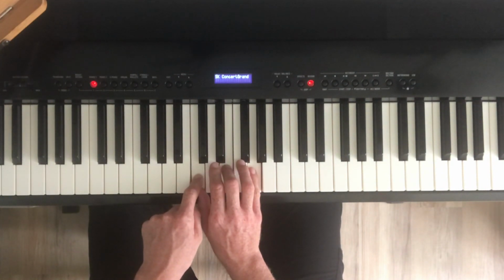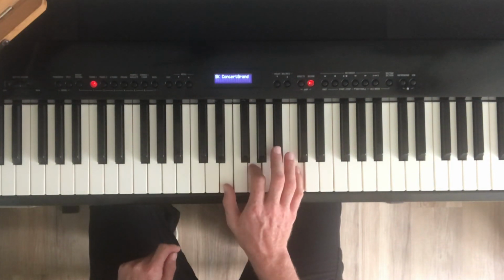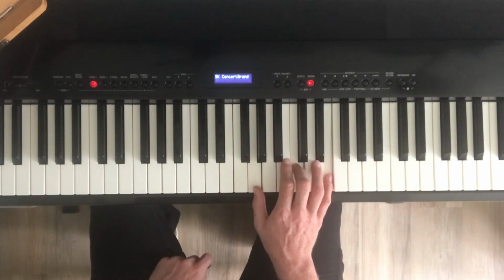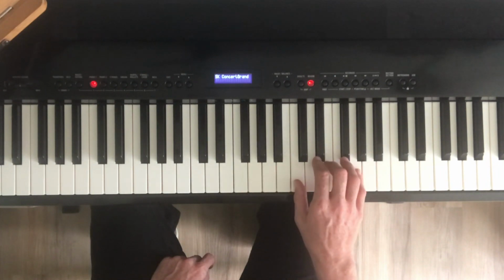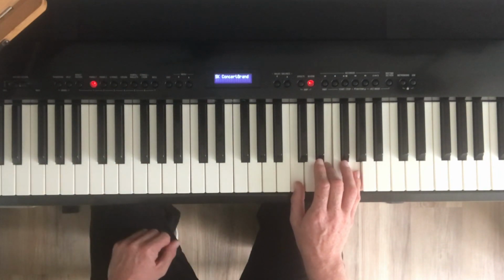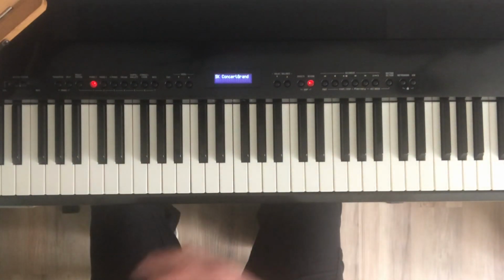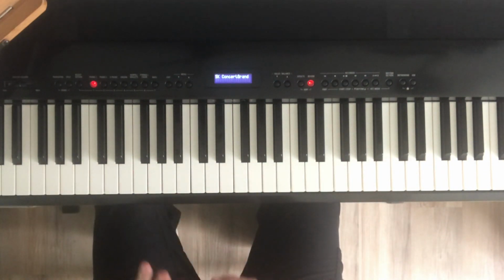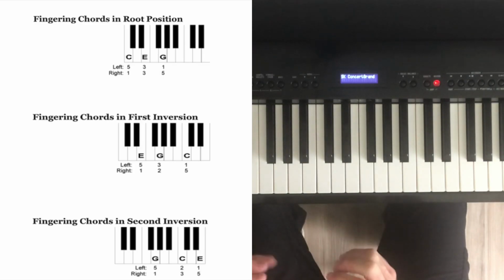Okay, so let's go back to root position. The root's on the bottom, move the root on the top, that's first inversion. Now have the root in the middle, that's second inversion. Have the root back on the bottom, you're back to root position. And that applies to all of your major chords and all of your minor chords. It's exactly the same pattern. Every major or minor triad has 3 different variations that you can play the chord in. Root, first and second inversion.